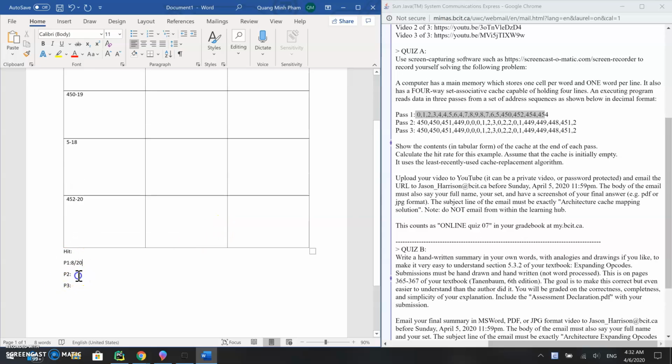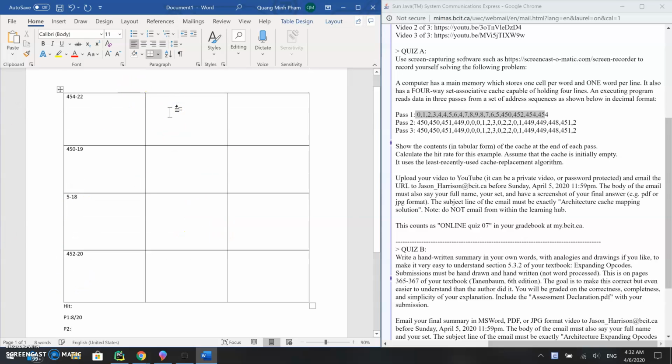Let's do the second one. Let's put here 450, 454 here, 450 here, 5, 452. Okay, which one happened first? It's 18, so 50. Second is 1, 3, 2, 4 is 3. Okay, let's do number 2. 450, yes. 50 again.